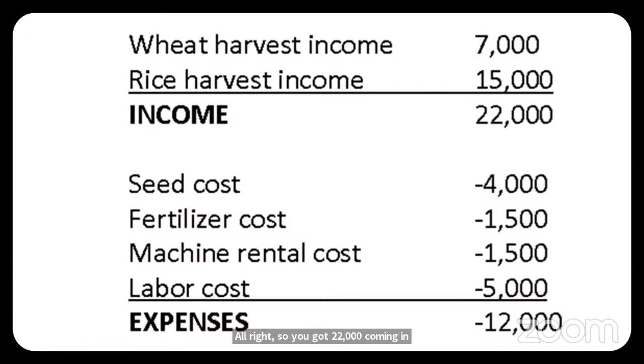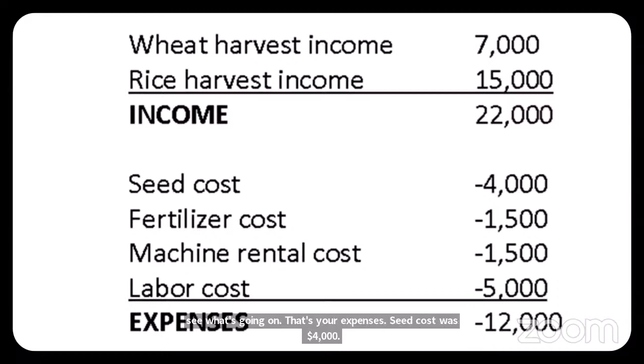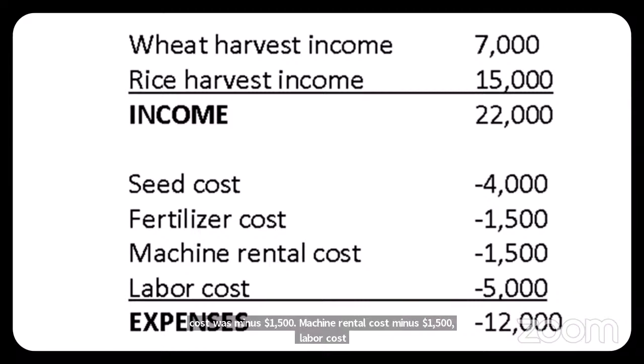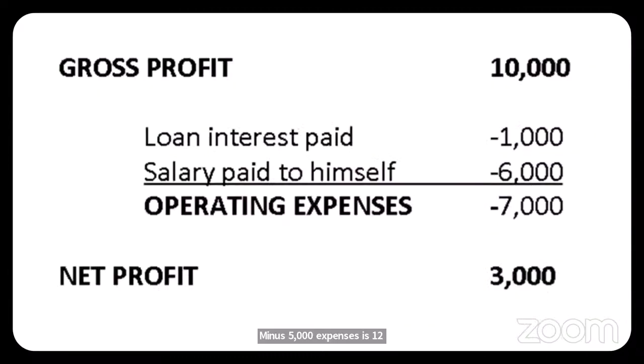Let's see what's going out. That's your expenses. Seed cost was $4,000. Fertilizer cost was minus $1,500. Machine rental cost minus $1,500. Labor cost minus $5,000. Expenses is $12,000. So gross profit, $22,000 minus $12,000. So your gross profit, total profit, is $10,000.